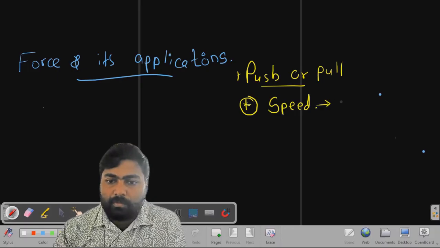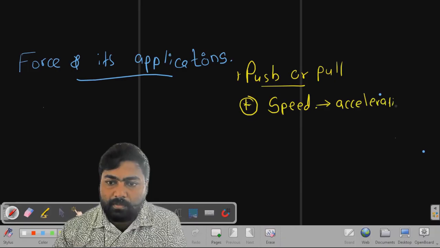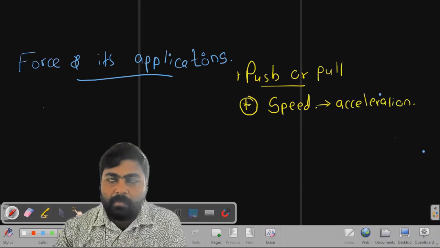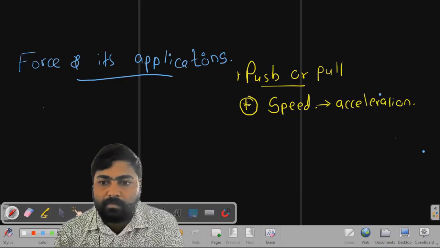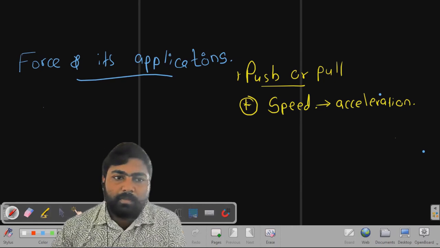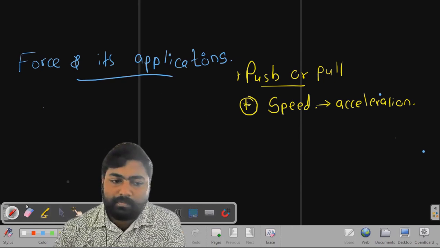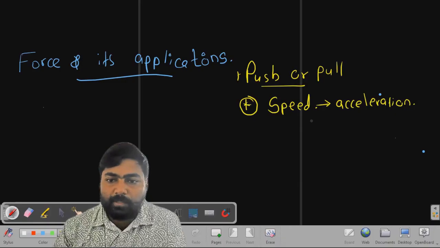Do you know the meaning of acceleration? We say we accelerate the vehicle. Do you know the meaning of that one? There is something called accelerator. Increasing the speed. Okay, that's called acceleration.